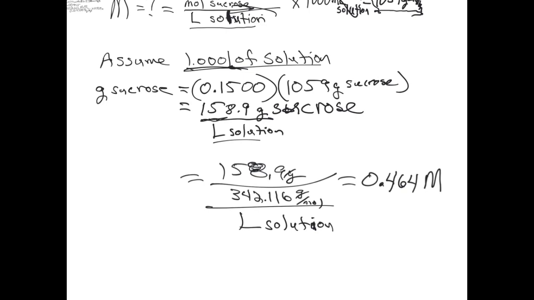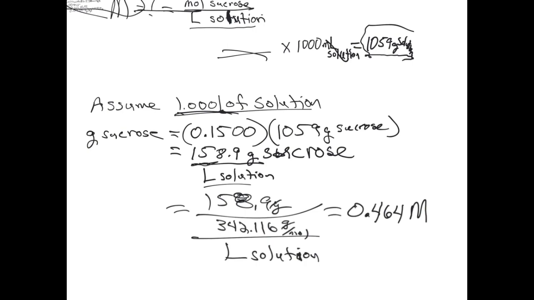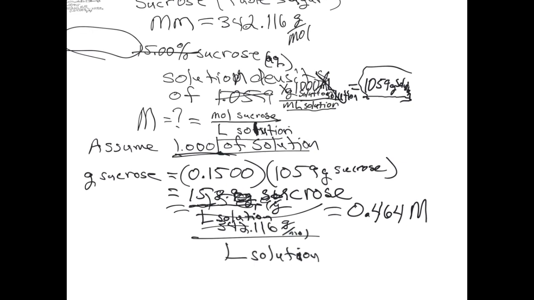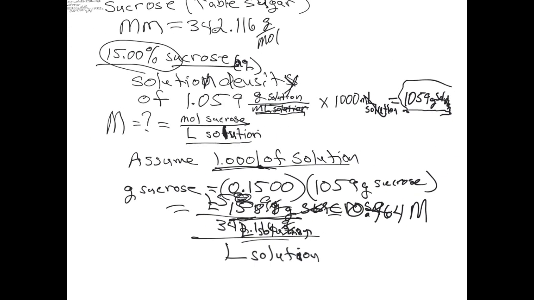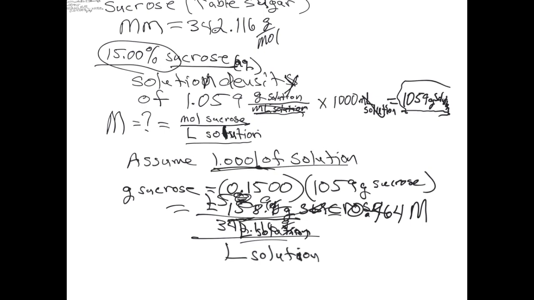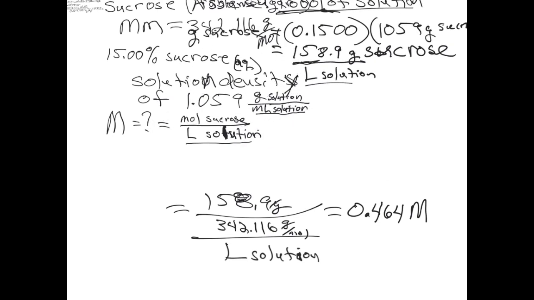So you see how you do this? You make an assumption, in this case a convenient assumption. The truth is, you can make any assumption you want. Any amount will work. I like using 1,000 milliliters when I'm trying to convert to molarity, because for molarity, I want 1 liter of solution.